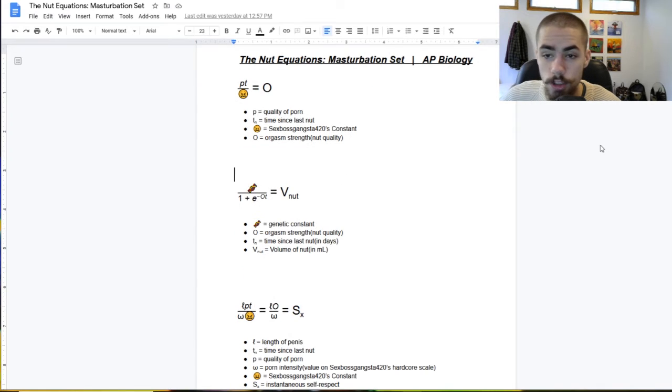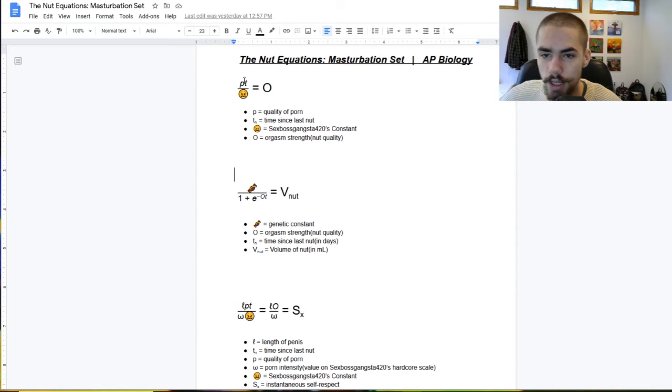The first equation we're going to be going over is the orgasm strength equation, aka the nut quality equation, a very simple equation. PT over Sexboss Gangsta 420's constant. We'll just call it 420's constant. It is important to note that T over 420's constant is also equal to the nut ratio. They are often separated in equations, but if you have a nut ratio, the equation becomes even simpler. You just multiply quality of porn times the nut ratio. That simple.